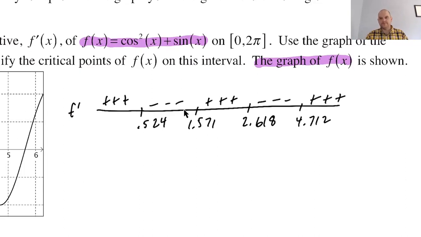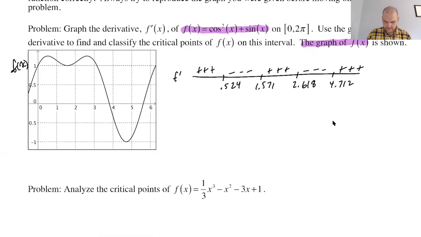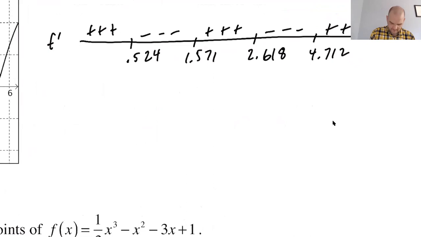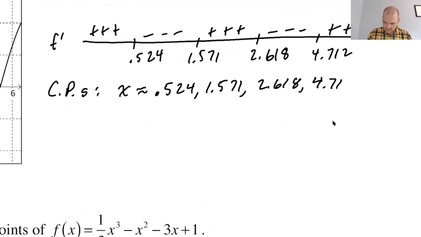Okay, so the critical points, what am I supposed to do? I'm supposed to find and classify the critical points. All right, so the critical points are x equals, or I'm going to say approximately, 0.524, 1.571, 2.618, 4.712.